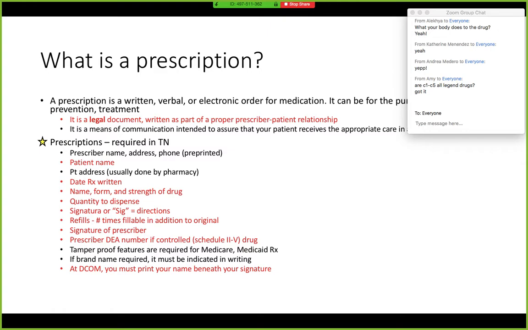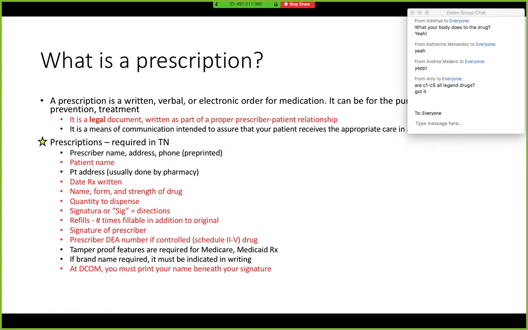And I believe the last thing for this lecture is just making sure that you know what should be on your prescription. So, of course, you need the patient name, the date it's written, the name, the form, the strength of the drug, how much you're dispensing, the directions, how many refills, a signature. Your DEA number is very important if you're prescribing a controlled substance.